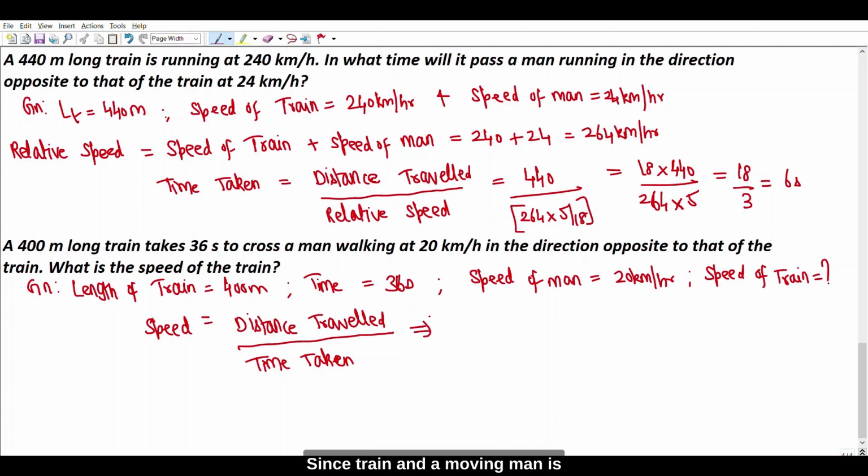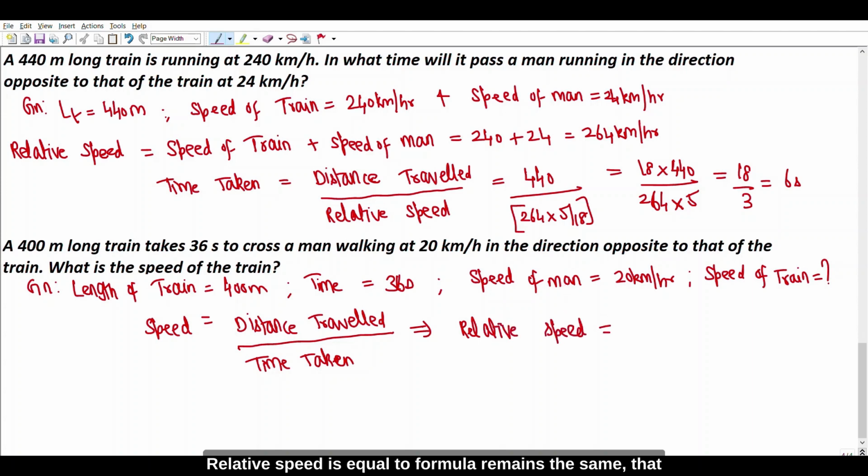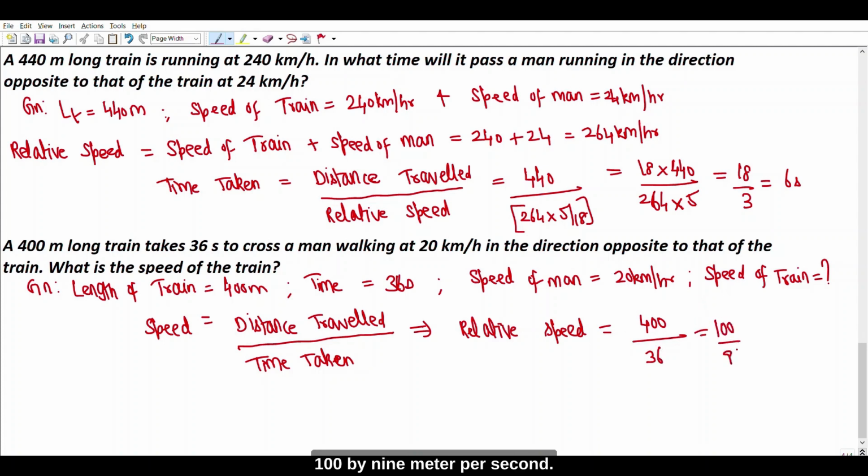Here, since a train and a moving man are involved, we have to calculate relative speed. Relative speed is equal to, the formula remains the same, that is distance traveled, that is 400, the length of the train, divided by time taken, that is 36 seconds. Upon solving, we get 100 by 9 meter per second. If we want to convert it into kilometer per hour, it becomes 100 by 9 into 18 by 5. Upon solving, we get 40 km per hour.